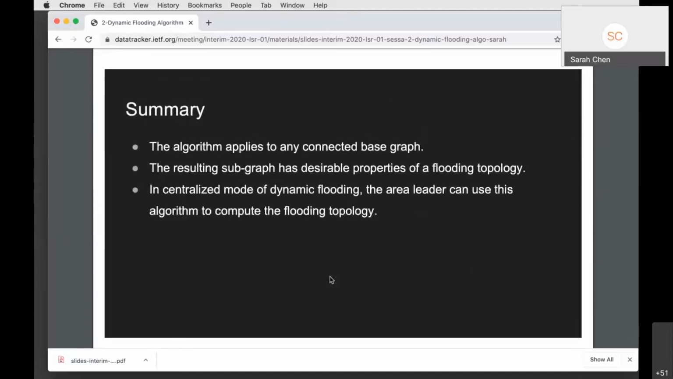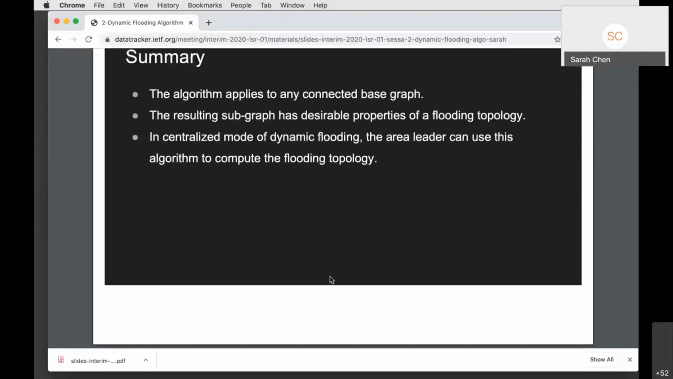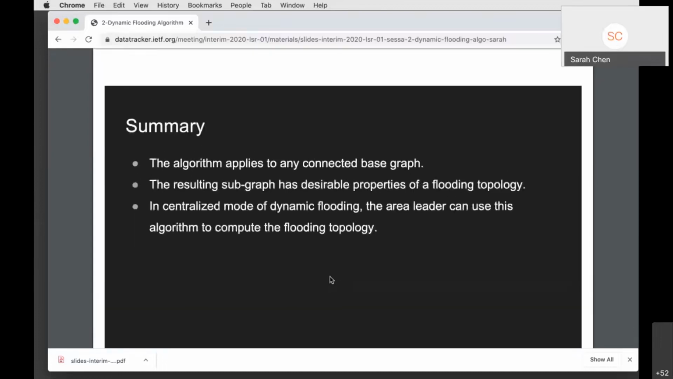In summary, we proposed an algorithm that applies to any connected sparse graph. The subgraph we obtained has some desired properties of a flooding topology and can be used by the area leader to compute the flooding topology in dynamic flooding. That's it for my presentation.